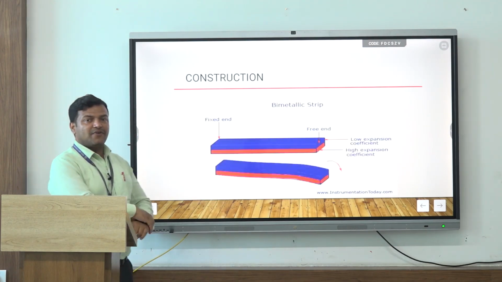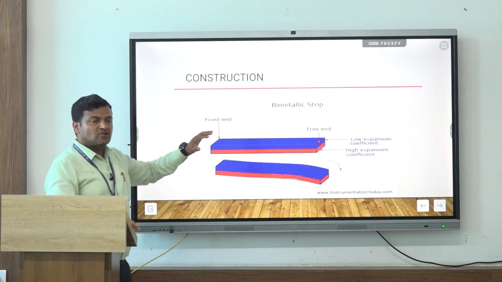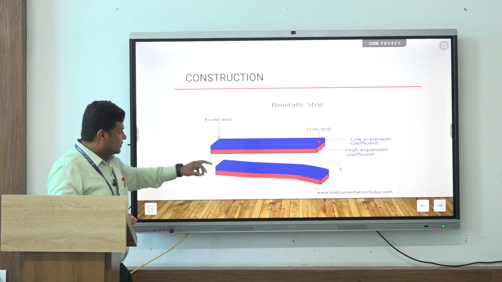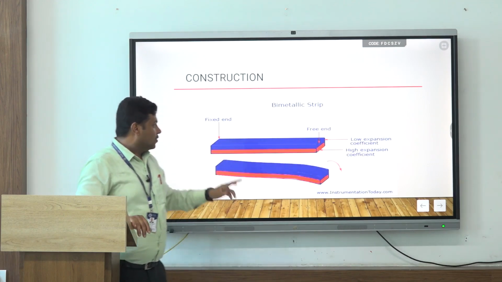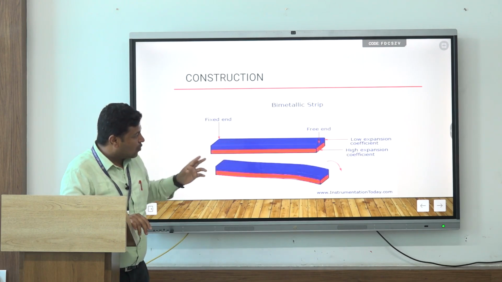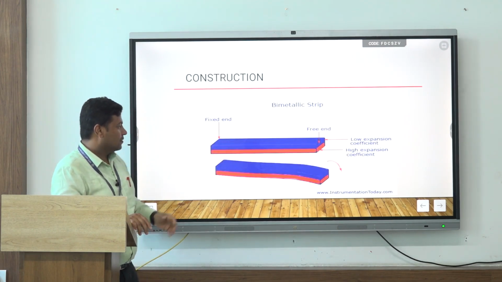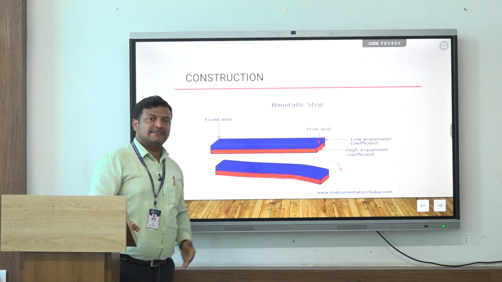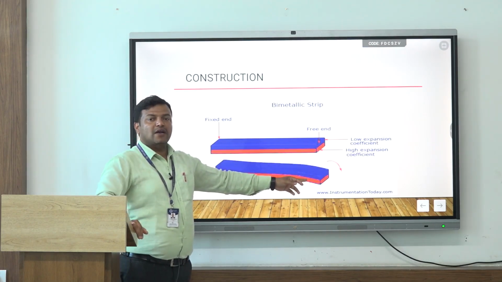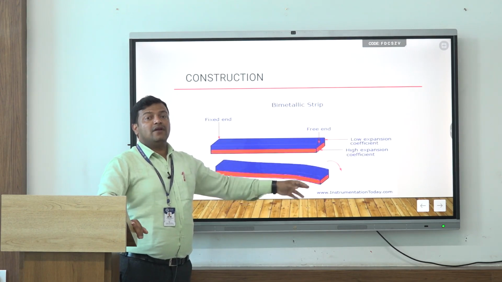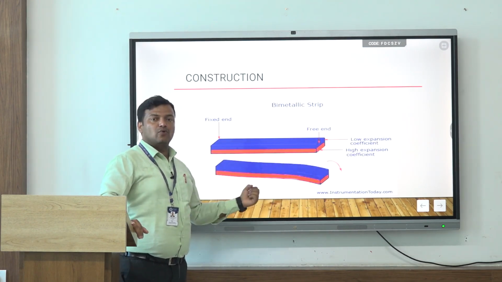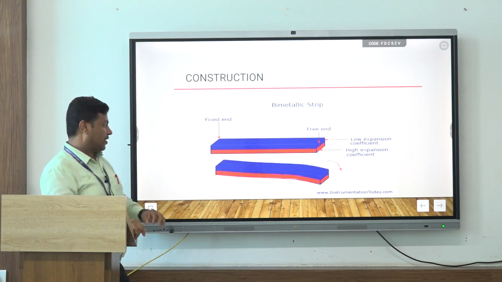You can see in the figure, this is called a bimetallic thermometer. One end is fixed, the second one is the free end. Bimetallic means two metal strips are there: low expansion coefficient, high expansion coefficient. The second strip indicates that when it gains temperature, it is going to expand. When it cools down, it loses temperature, then again it comes to its original position, that is contraction.